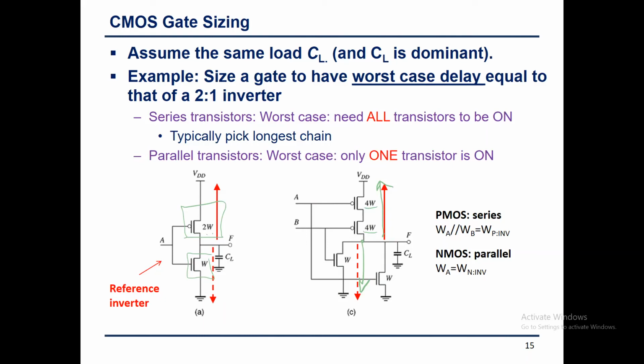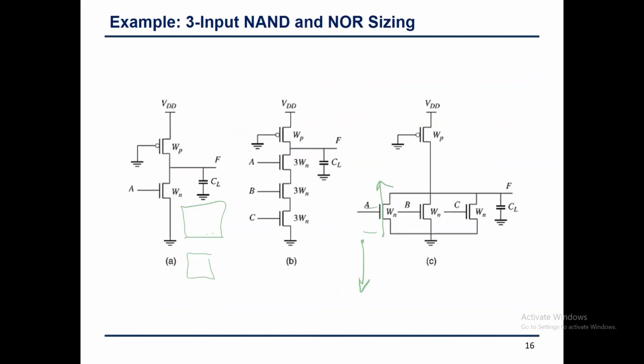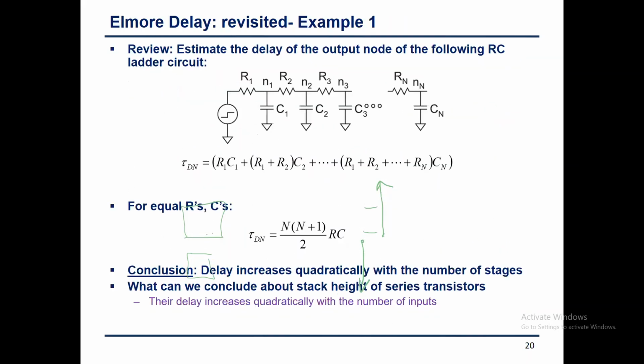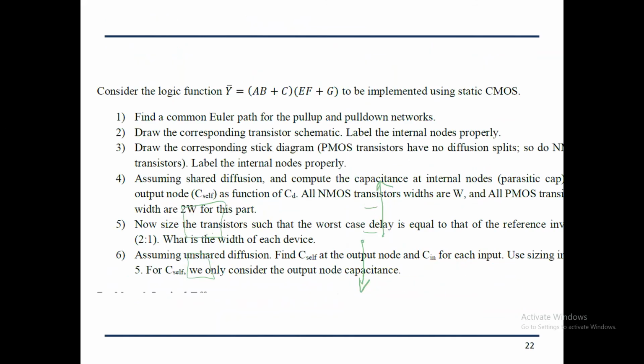Okay, so let me give you an example which we would like to solve. Forget about the annual delay and let us talk about this example here. I will give you problem solving that is clear on this. But this problem here is what matters to me. If we have a function like the NOR gate, then we are going to ask you to size the transistors such that the worst case delay is equal to that of the reference inverter, assuming that 1 corresponds to 1 micron. And then we're going to ask you for unshared diffusion, find the input capacitance and find the output capacitance.